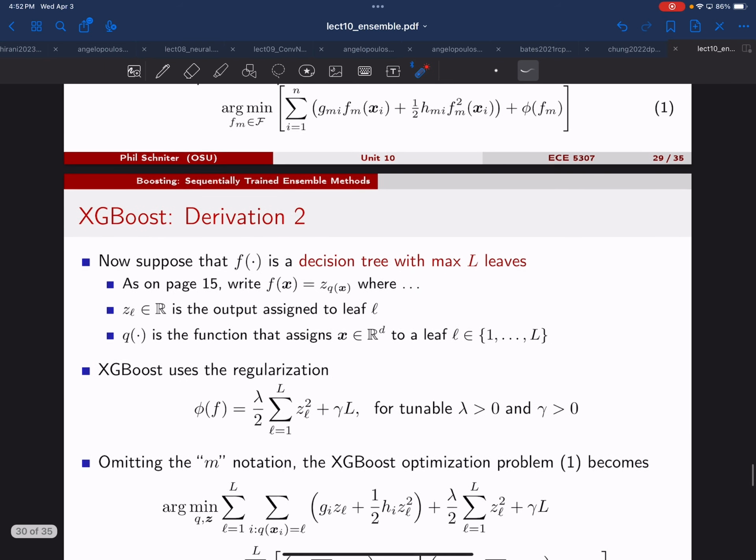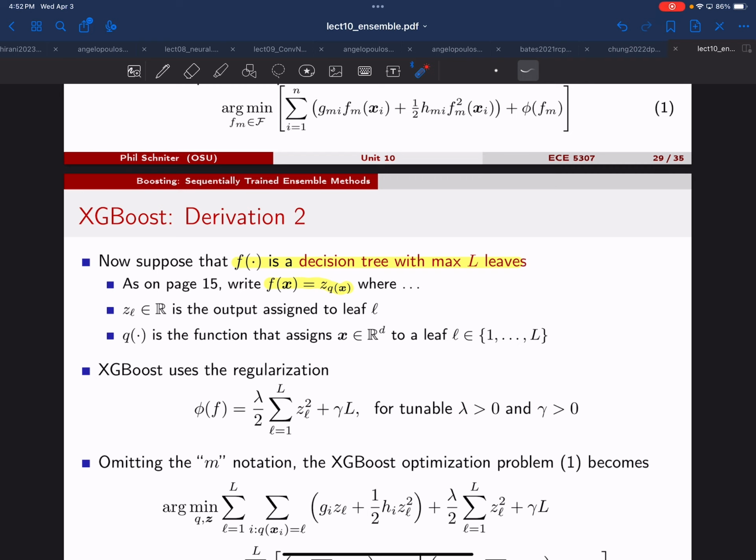Okay. Now we're going to focus specifically on a decision tree. And let's say there's a maximum of L leaves. So we're going to use this. We talked about this on Monday. So Z is the output at leaf L, and Q of X takes X and assigns the leaf L, so that finally we can write the whole decision tree as Z sub QX.